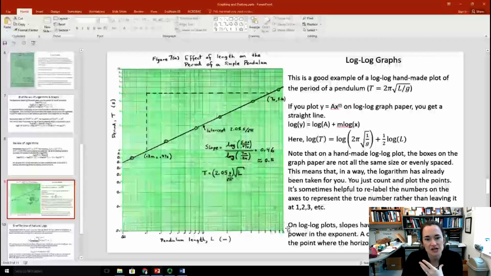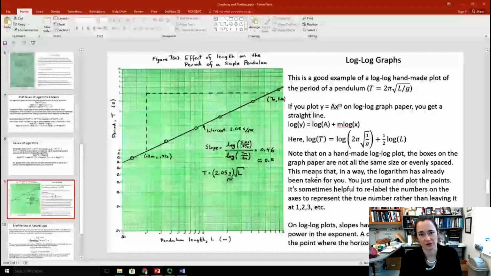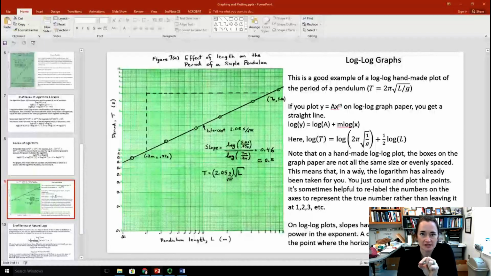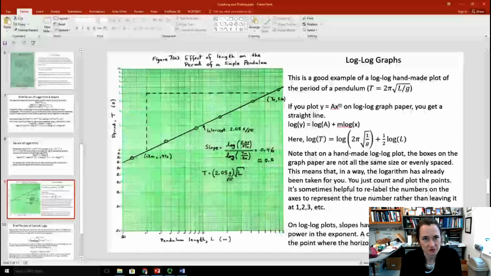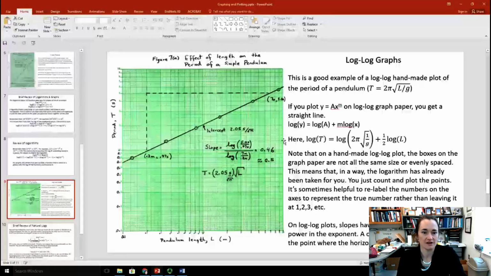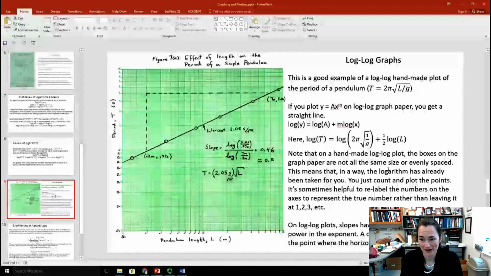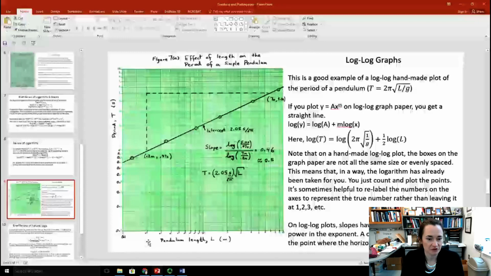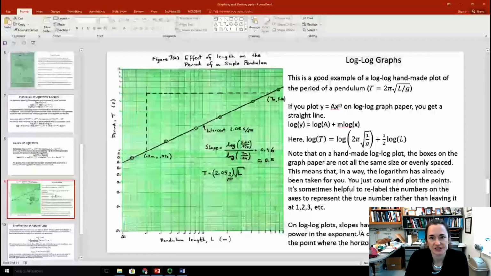What the paper does for you is it already takes the logarithm for you. It already takes that logarithm, and then you just count over boxes, and it does it for you. You just plot your data points, and if you follow those rules, it's a straight line. That's why log paper is done, okay? So you just count and plot the points. Sometimes it's helpful to go ahead and relabel those numbers on the axes that are automatically generated for you on the log paper, rather than just leaving it as 1, 2, 3, or whatever, okay?